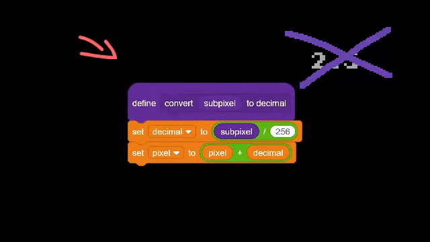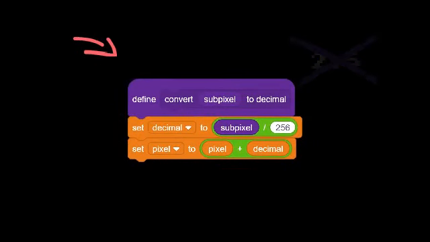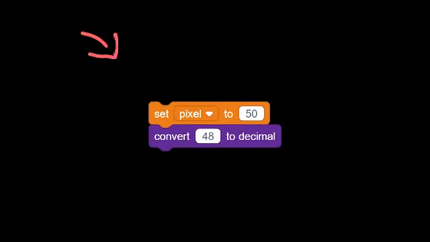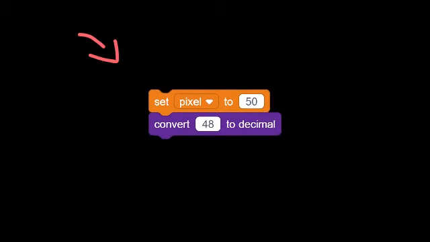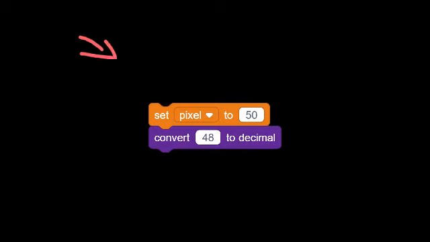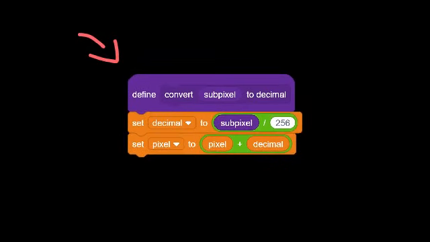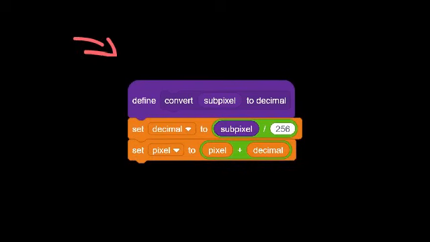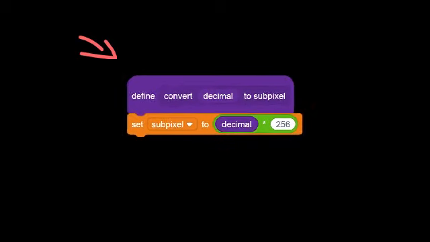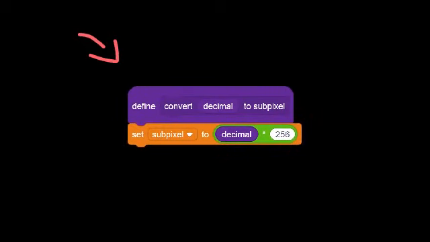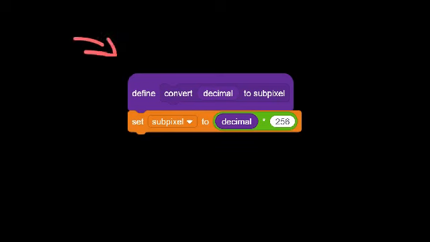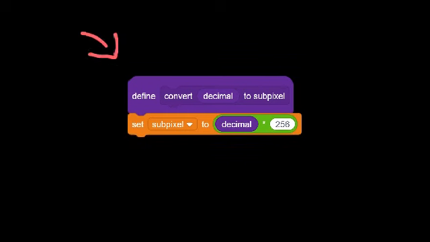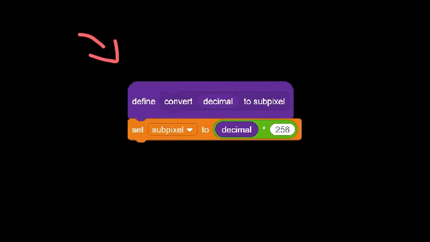To convert subpixels to decimals, you can take the subpixel amount and divide it by 256. For example, if the player's X position is equal to 50 pixels and 48 subpixels, we can convert that into decimals by taking 48 and dividing it by 256, which will give us 50.1875. And obviously, if you can convert subpixels to decimals, then you can convert decimals back to subpixels. You do that exactly how you think you would. You take the decimal and multiply it by 256.